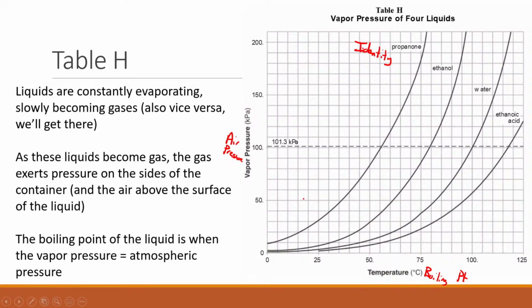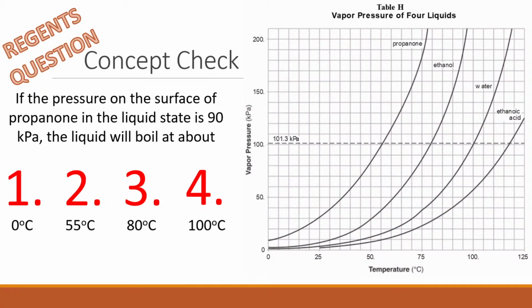Let's try a practice problem. If the pressure on the surface of propanone is about 90 kPa, what will the boiling point be?